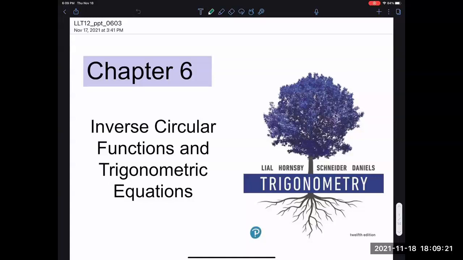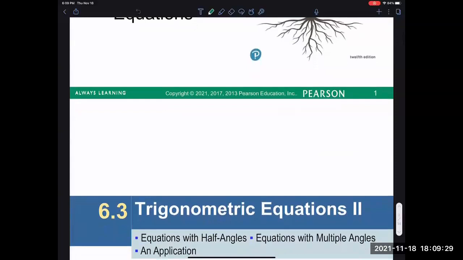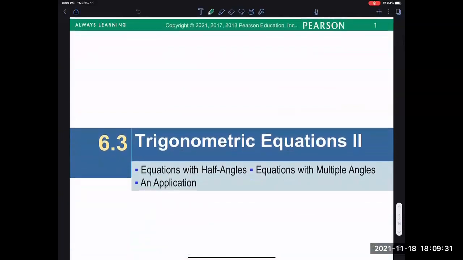Chapter 6, we are still working on solving trigonometric equations. At this point, we are in the third section. They're calling this Trigonometric Equations 2. 6.2 is Trigonometric Equations 1. And in each of these final sections of Chapter 6, sections 2, 3, and 4, we are basically just looking at examples of solving trigonometric equations.